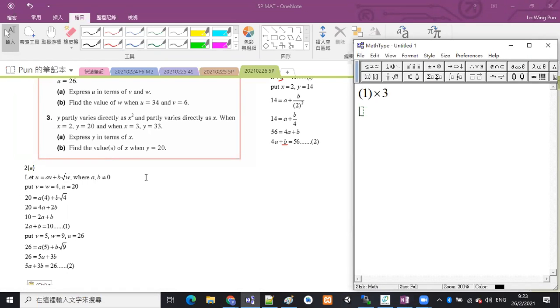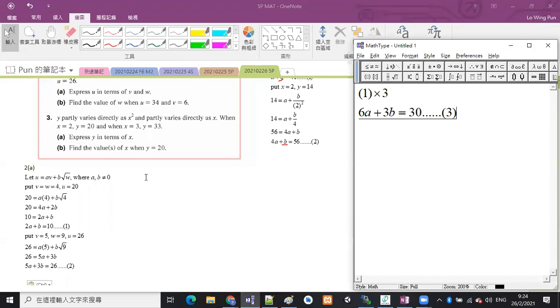But it's not only the b term we multiply by 3. The 2a term and the 10 also have to be multiplied by 3, every term has to be multiplied by 3. So 2a times 3 is 6a, and then plus b times 3 is 3b, and 10 times 3 is 30. And then I label this to be equation 3.